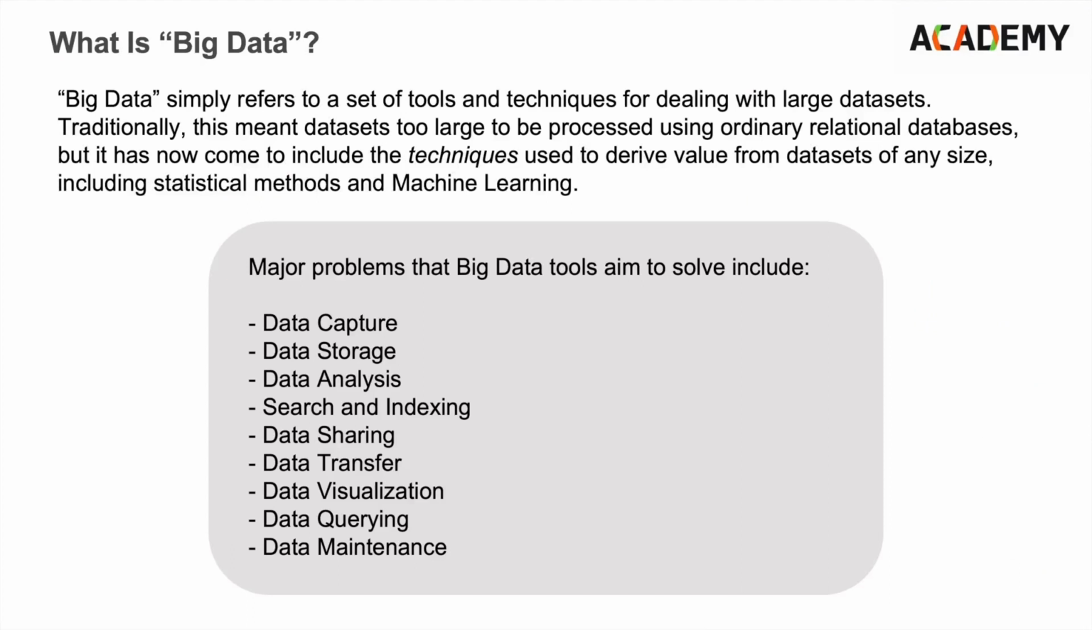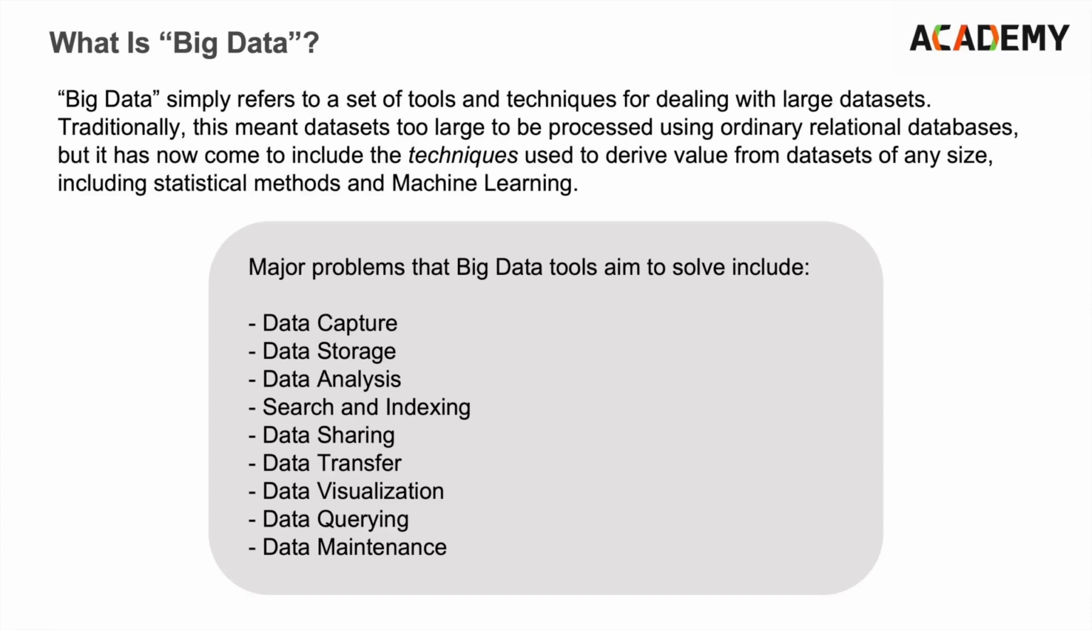So I want to start with a question. What is big data? This is a term that has a lot of hype around it. It's something I feel we should break down a little bit. Big data simply refers to a set of tools and techniques that are used to deal with large data sets. So the only difference between traditional data processing and big data is that the data sets in big data are too large to be worked with using traditional tools.